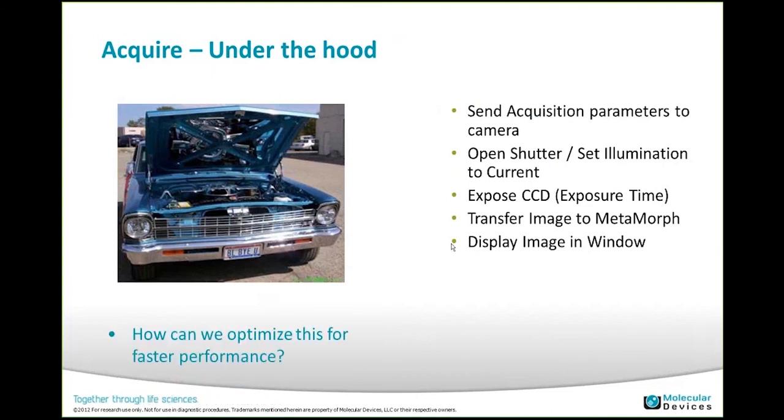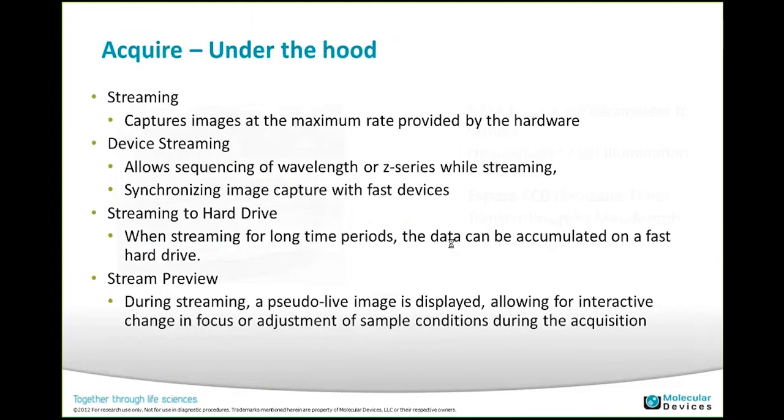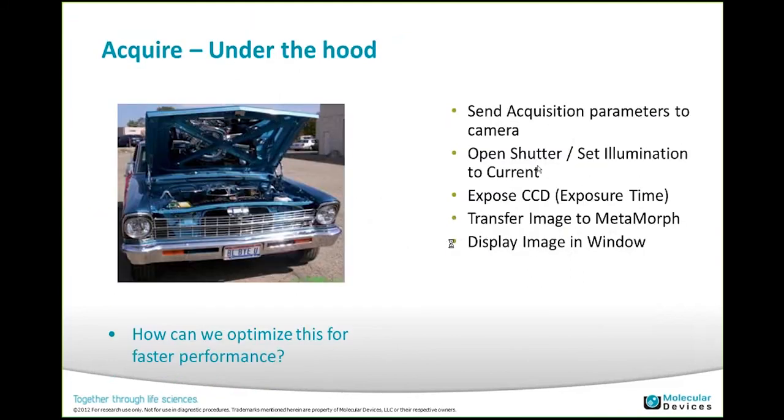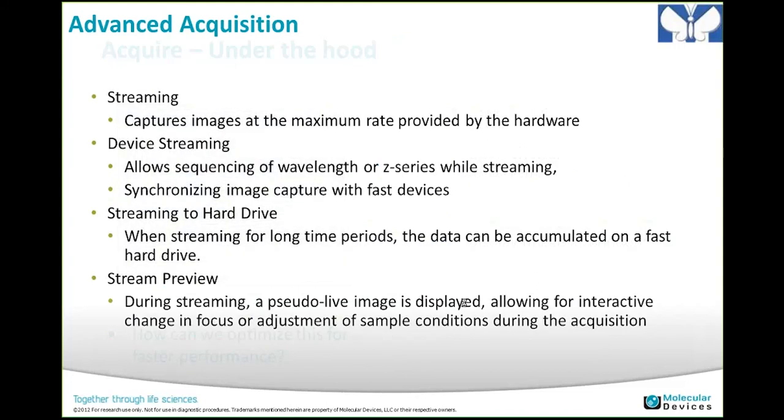And how can we optimize this for faster performance? Well, if we preset the camera, with the shutter already open before we start acquiring, that's less time that we'll need to start the sequence. Then it's a matter of exposing and transferring that will optimize your speed. The process for this is called streaming, so it captures images at the maximum rate provided by the hardware.